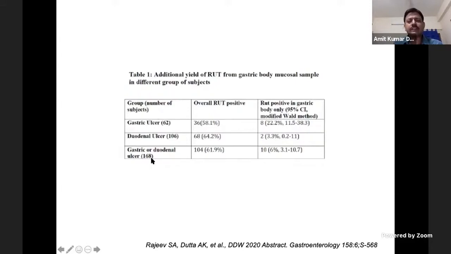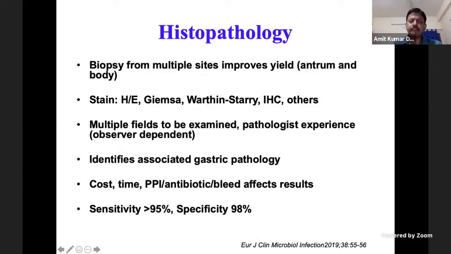We had done a prospective study and we presented the data last year in DDW that we had about 168 patients with peptic ulcer and 104 of them were positive for H. pylori on RUT. Of these 104, 10 were only picked up on a gastric body RUT. So if we didn't do this from the body, we would have missed these cases. And we know that if we don't detect infection, if we don't treat, there's a high risk of recurrence of ulcer.